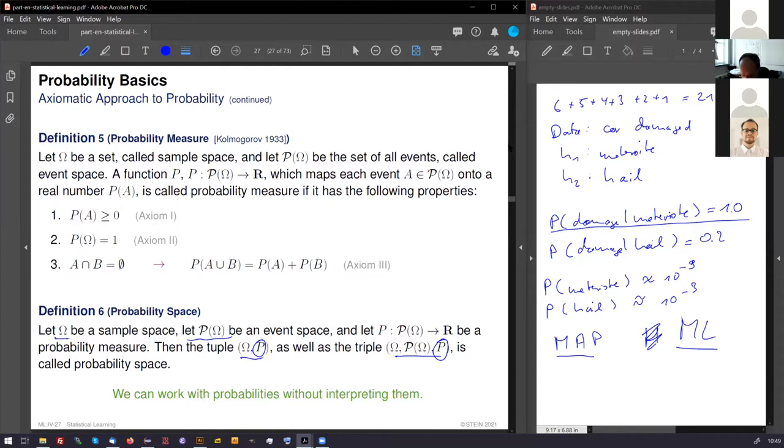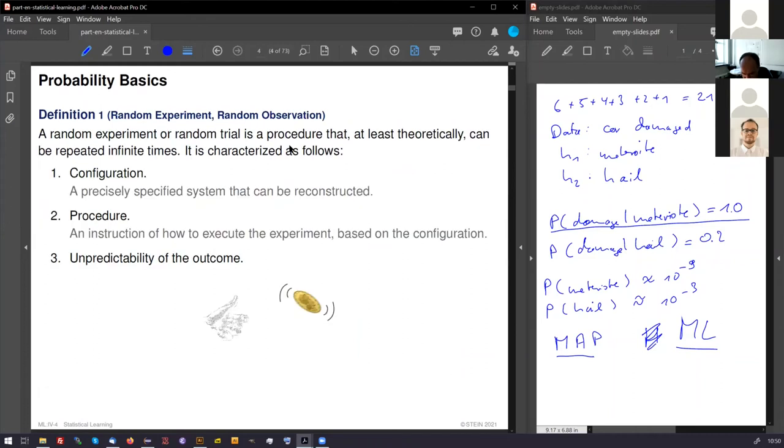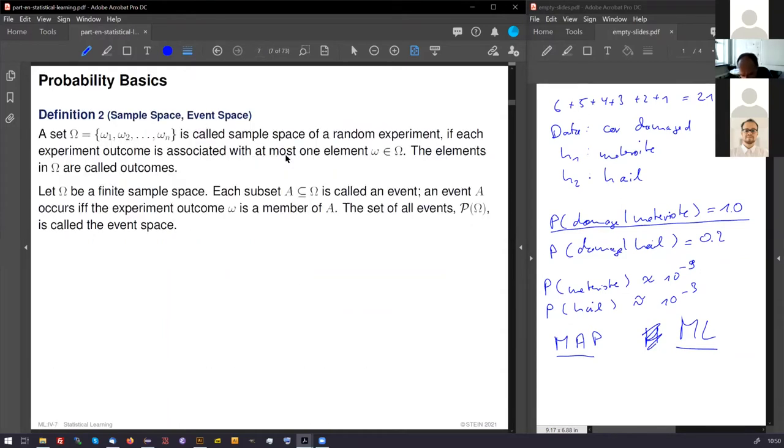However, we can stop here at this point. I don't want to overstrain the time, I don't want to overstrain your patience. And I want you to capture these things and think about this. A random experiment: you can jump out of the window 10 times and measure what happens. Yes, the outcome is unpredictable. A sample space is the possible outcomes, and an event space is a subset of this.